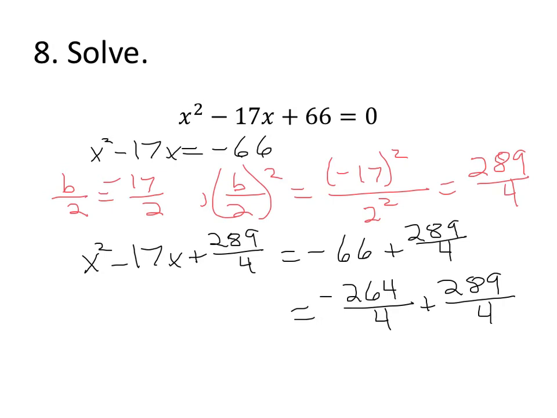And the difference between 264 and 289 is 25. It's going to be a positive difference because 289 is positive and it's a larger number. Okay, on the left, we can immediately rewrite this as x minus b over 2 squared, because that's what we do with a perfect square.